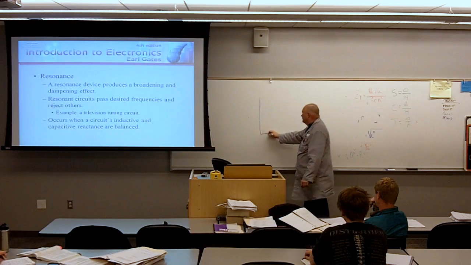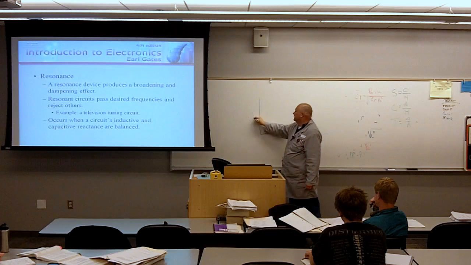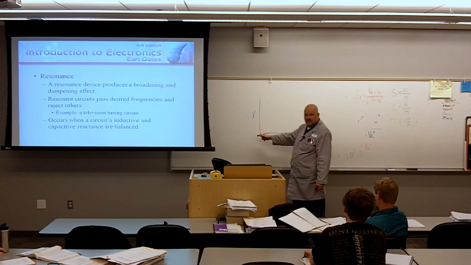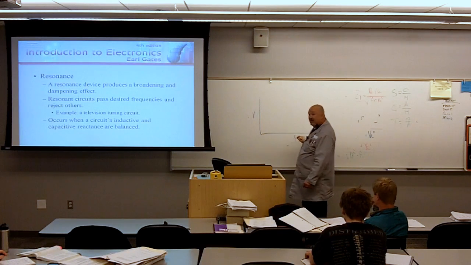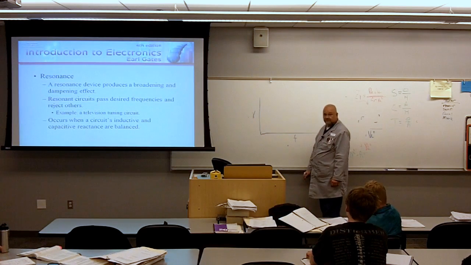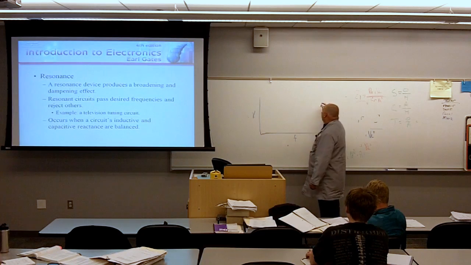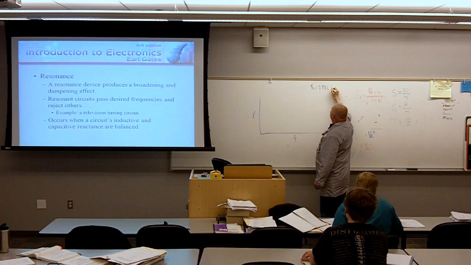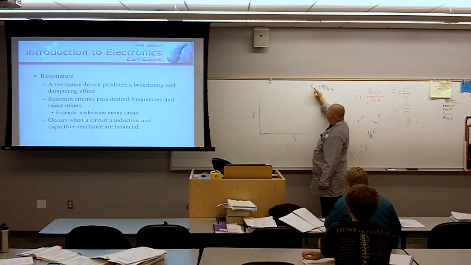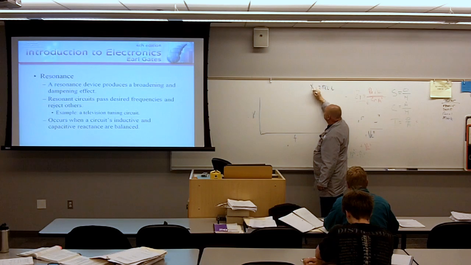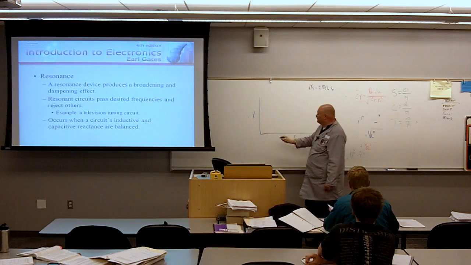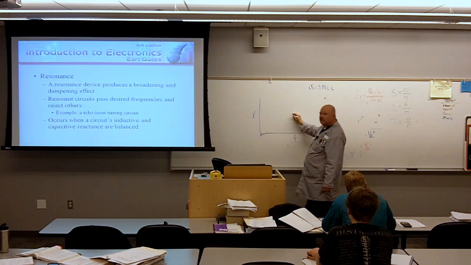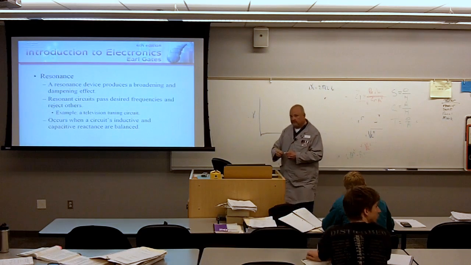Another XY plot. Okay? This is amplitude, reactance, and my x-axis is frequency. Okay? When I have X sub L equals 2 pi FL, when I'm at a low frequency, my X sub L is going to be low. So at a low frequency, X sub L is low. At a high frequency, X sub L is high. At a medium frequency, it's medium. Make sense?